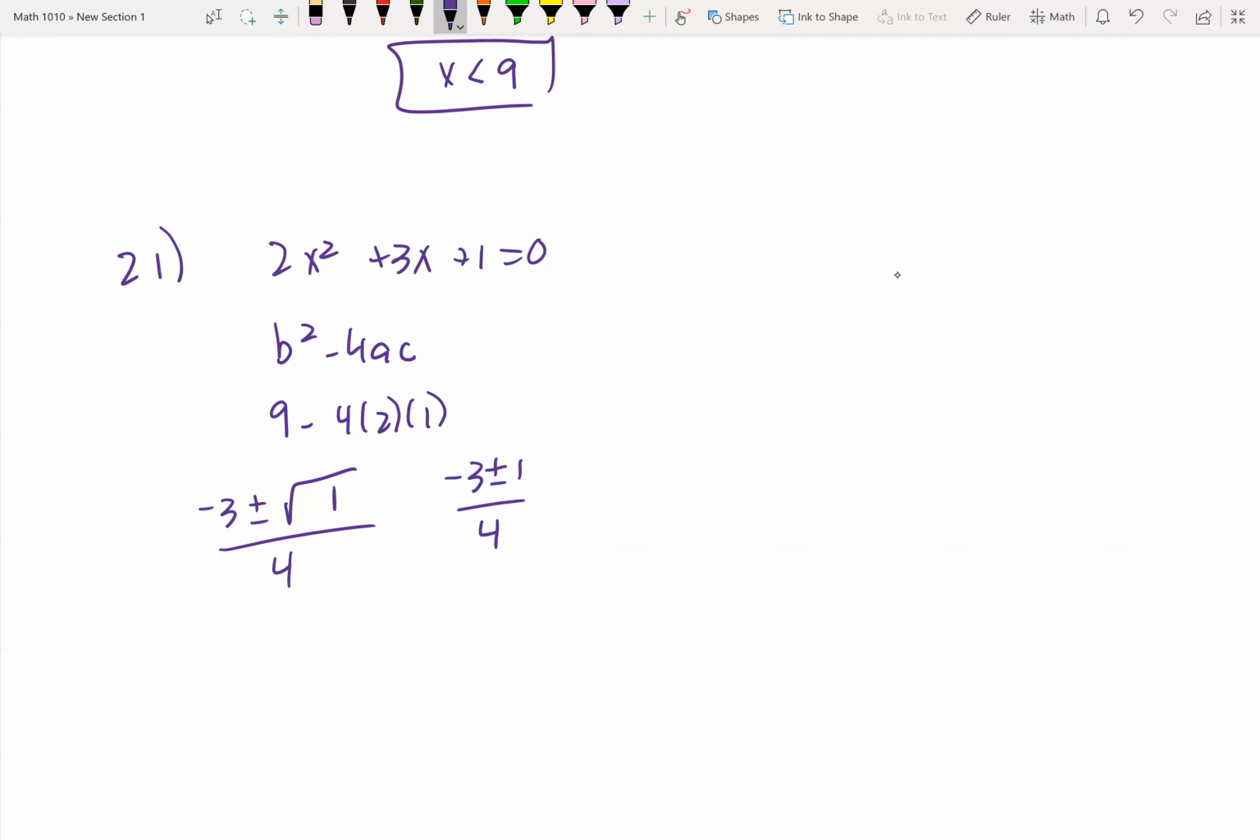How many solutions does that give me? 2 solutions. And they're either going to be real or they're going to be complex. Complex means imaginary. Well, they're not imaginary. So you have 2 real solutions.